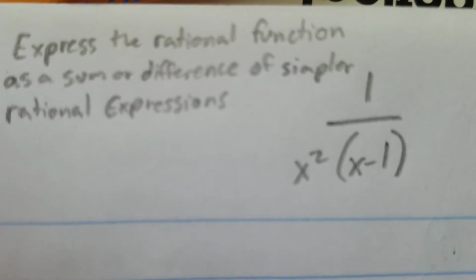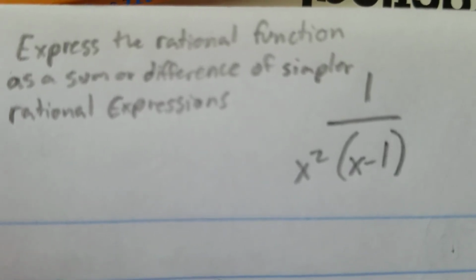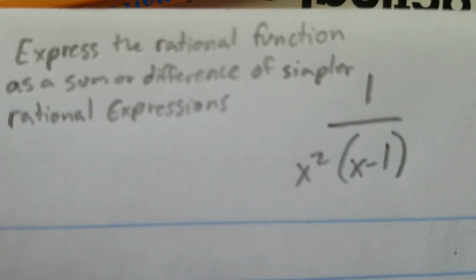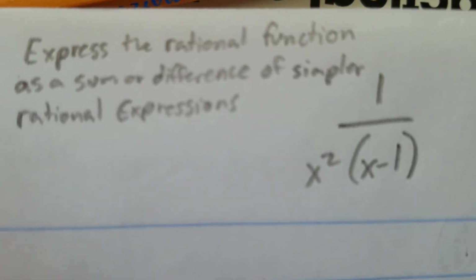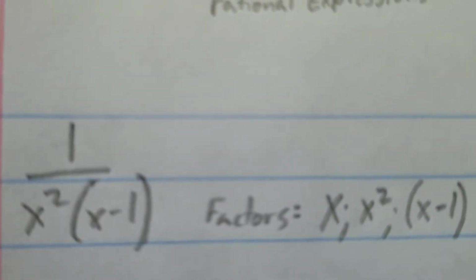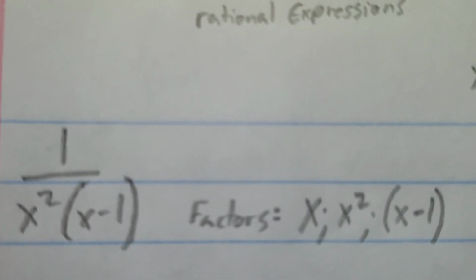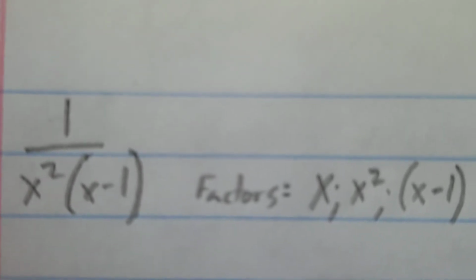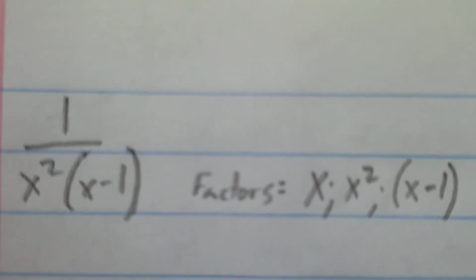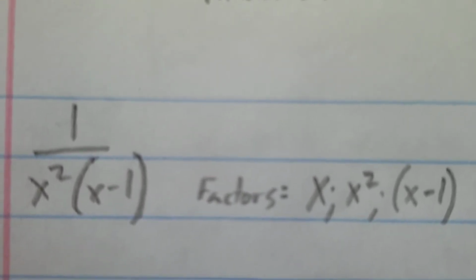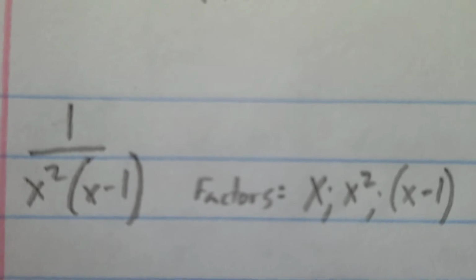So our problem here is to express the rational function as a sum or difference of simpler rational expressions, and our expression is 1 over x squared times x minus 1. So the first thing we'll do is find the factors of it, which become x, x squared, and x minus 1. That is because x is a factor of x squared, like 4, 2, 8, and 1 are all factors of 16. So that's why we get 3 of them.